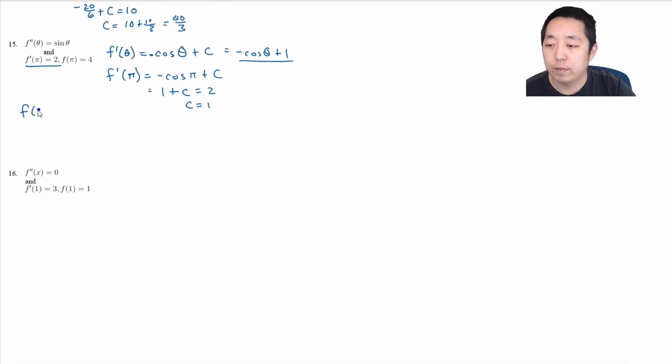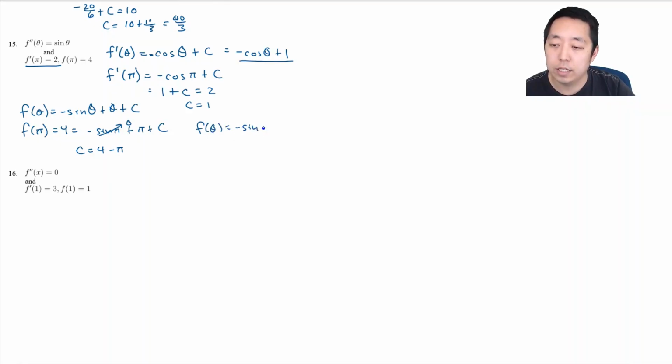And now I can find f of theta by taking the antiderivative of this, and I would get negative sine theta plus c. And I know that f of pi has to equal 4, so that's negative sine of pi plus c is equal to 4. Sine of pi is just 0, so that means c is equal to 4 minus pi. And so my f of theta would then be negative sine theta plus 4 minus pi. Okay.